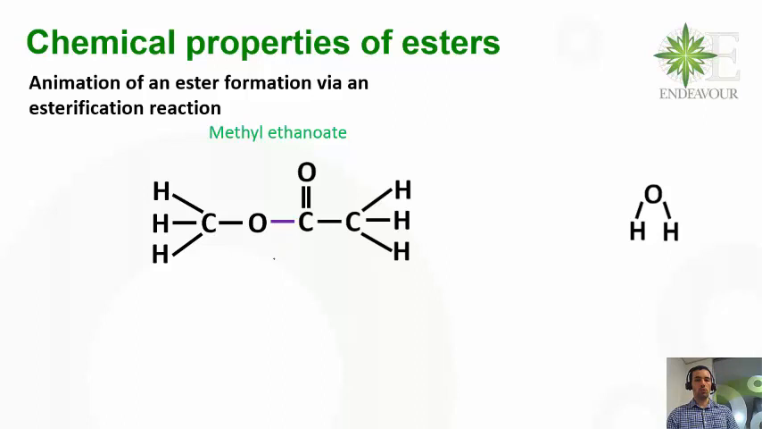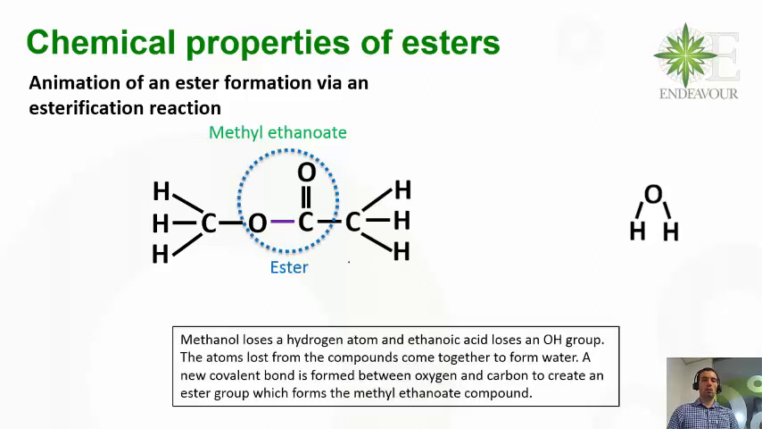And we can see that new bond shown in purple here. So by creating this new bond, what functional group has been created in the methyl ethanoate? We've now got an ester functional group. So essentially what's happening in this reaction is the methanol is losing a hydrogen and the ethanoic acid is losing an OH group, which come together to make water.